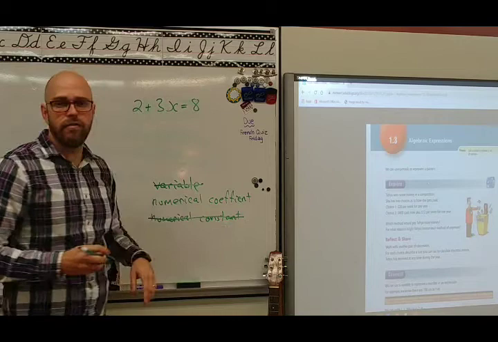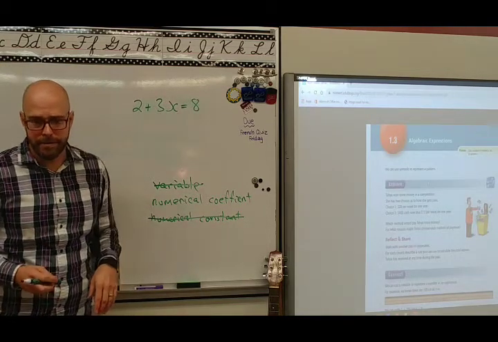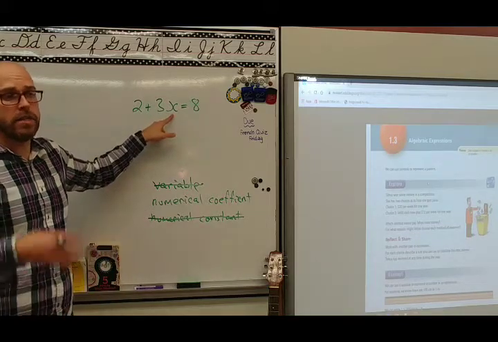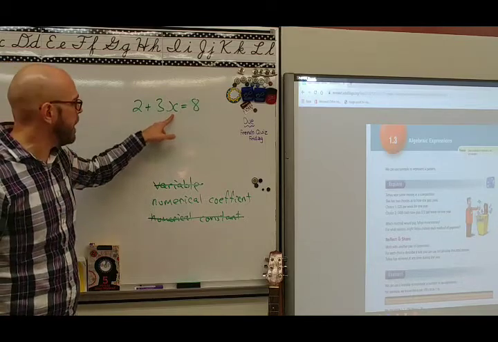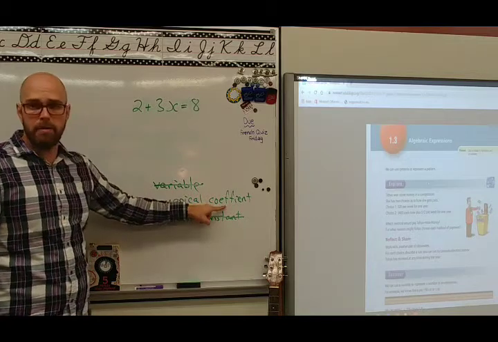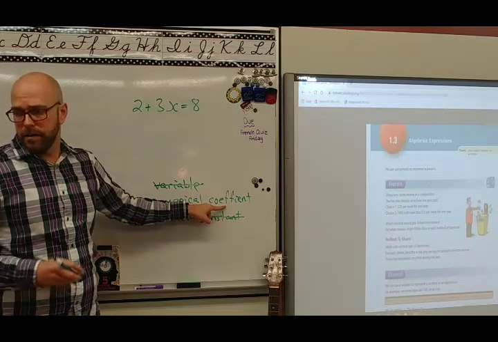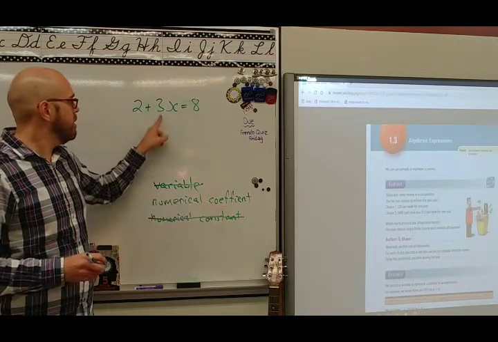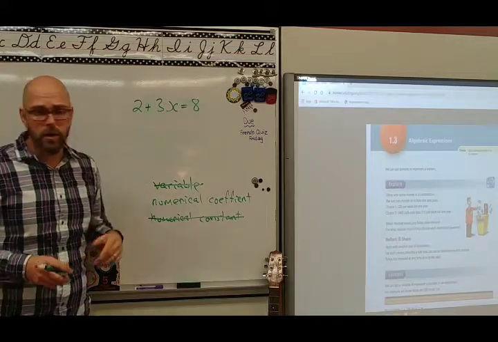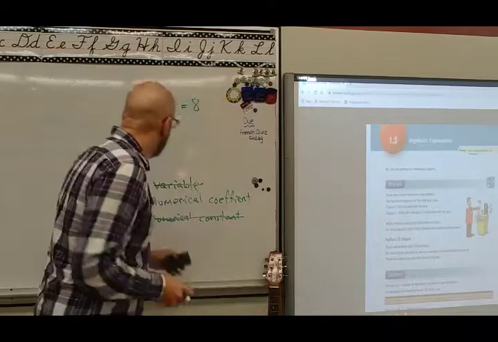Can someone identify a variable for me? Yes, Jimbo. X. The x, yeah, the x is a variable. That could change. I could say that x is worth one thing or another. You bet. Now I need a numerical coefficient, or a number that is cooperating with a variable. Yes, Humperdinck. A 3. A 3? Yes, the 3 is times the x. It is a number that is coefficient, or is cooperating with the variable. Excellent.